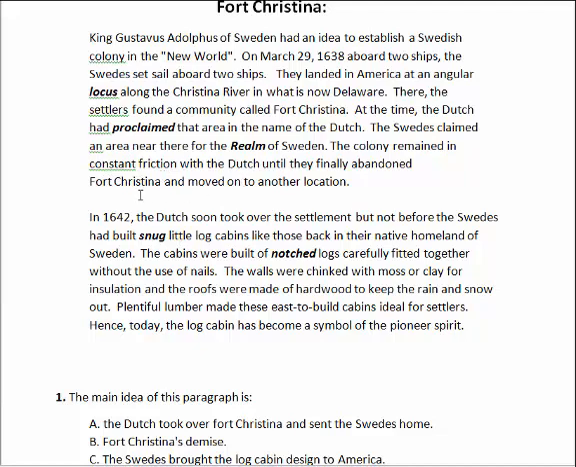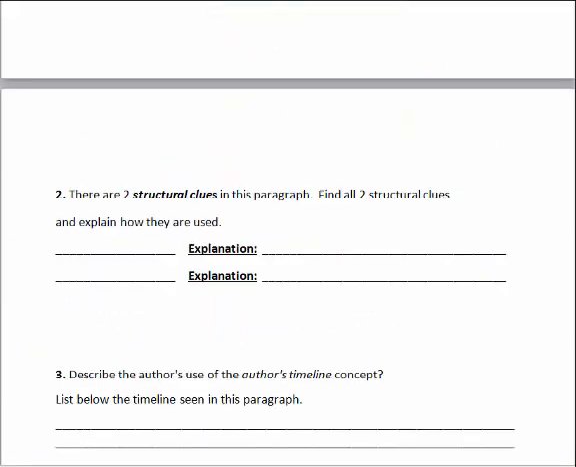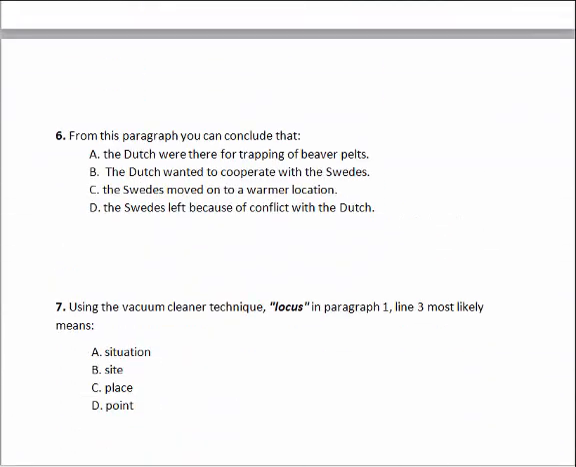So what ended up happening was the Swedes eventually moved on. But they had already built a bunch of little log cabins. And then it goes into describing what the log cabins were like, basically how they're put together. And in the end, here is a conclusion, hence log cabin is a sign or symbol of a pioneer's spirit. Pioneer is another word for saying a settler or somebody that's in a colony, Scooby-Doo style. Let's go over here and see what we can conclude off of that.